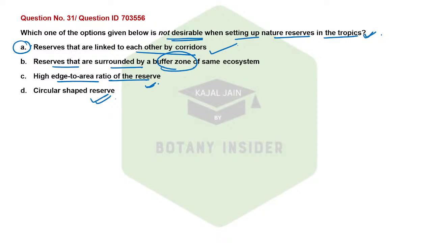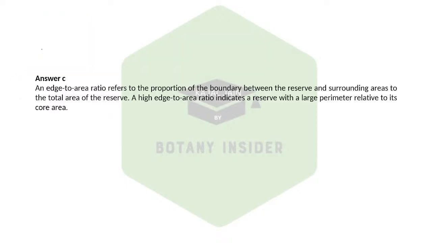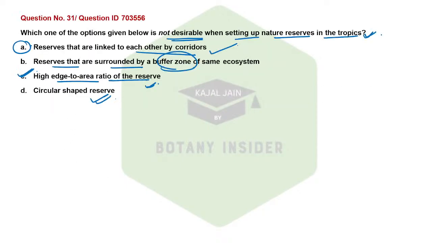Mark the answer for the question. Okay, let's see. Yes, the correct answer for this particular question is option number C itself. High edge to area ratio of the reserve is not a desirable characteristic when we are setting up a nature reserve in the tropics. Okay, remember about this. Very easy, very important. Keep a note of this, right?